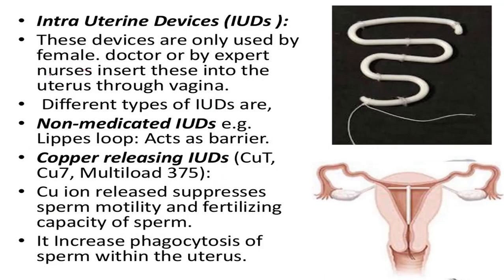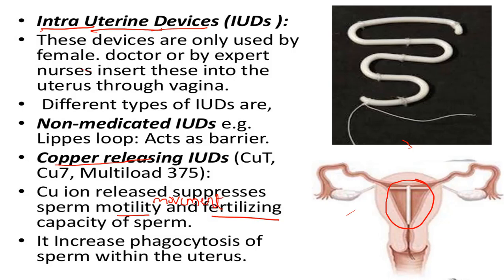The next method we talk about is intrauterine devices. The name itself suggests that there is something inside the uterus, right? Intra means inside, uterine means uterus, and device means you are putting something inside the uterus of the female. So what is this? Copper T. There is a T-shaped structure. If you see here, it is inserted into the uterus. This releases copper ions, and copper ions tend to suppress the motility and fertilizing capacity of the sperm. Motility is basically the movement of the sperm.